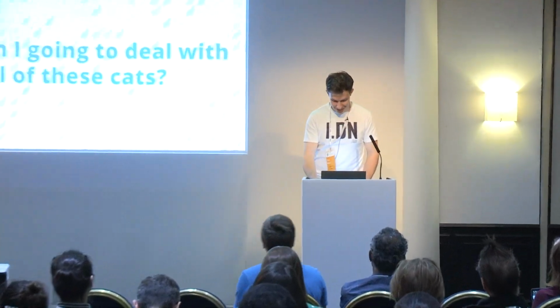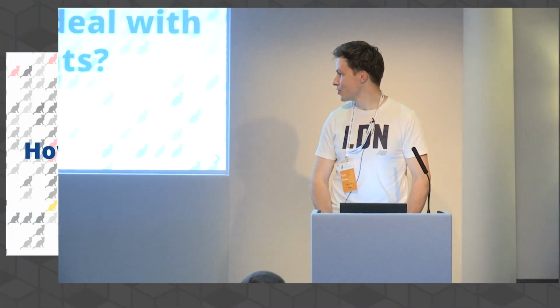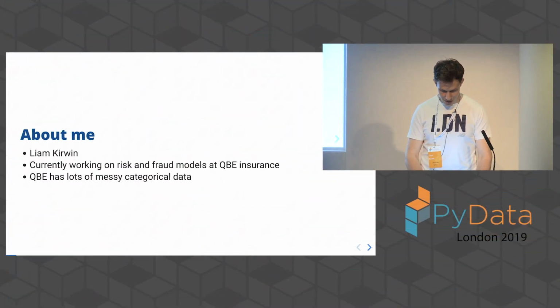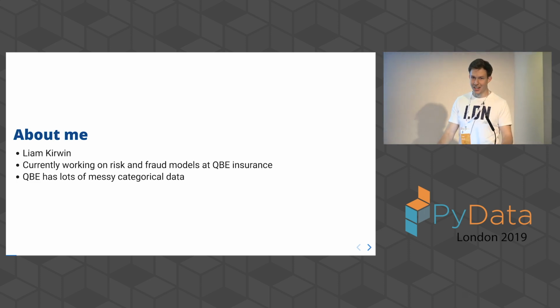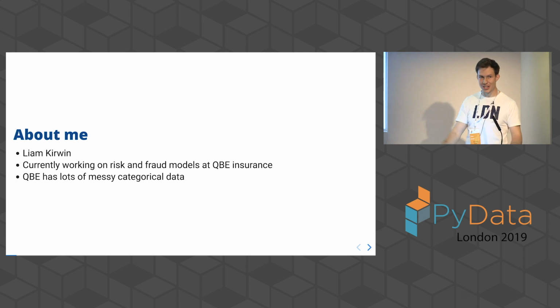Hi, thanks everyone. So just maybe, as already said, my name is Liam Kirwin. I'm currently at QB. It's a large insurance company. We do corporate insurance, so B2B, and the data science team does a lot of different things. The two big categories of those are risk models and fraud models.